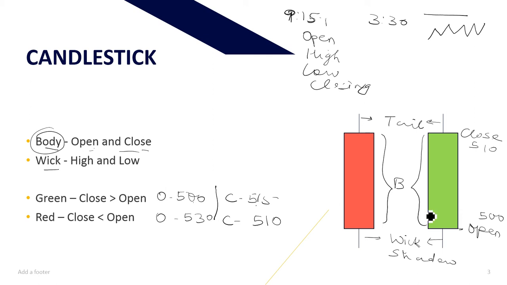Now let us look at the red candle. In the red candle, opening price is 530. It is more than the closing price, so it will appear here, 530, and closing price is lesser than the opening price, so it will be 510. That is, it will be in the lower portion of the body. Now we have discussed the open and the close part of the candle.